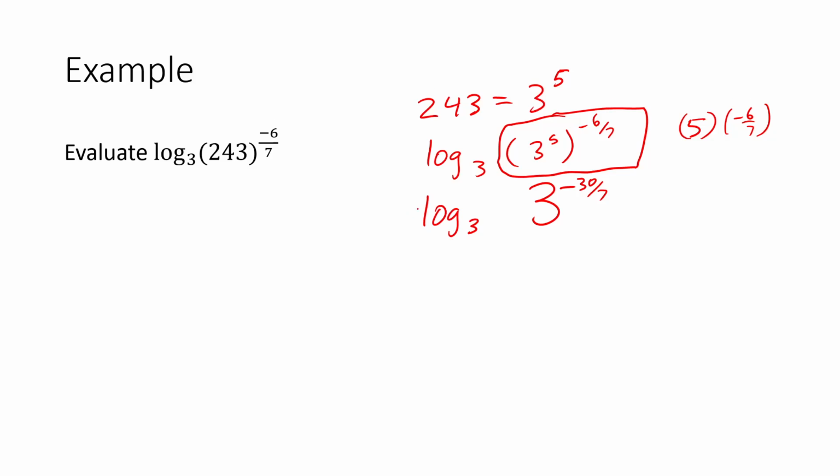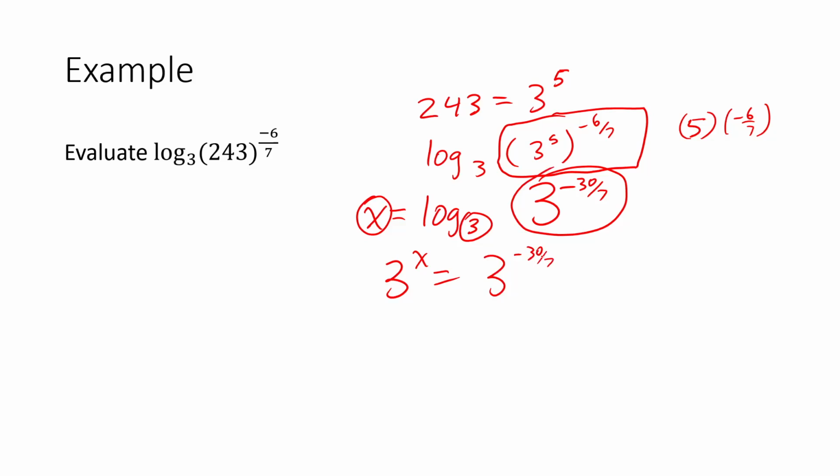So what we have is the log base 3 of 3 to the exponent negative 30 over 7. Now if we say that this is what x is equal to, then we're really saying that 3 to the exponent x is equal to 3 to the exponent negative 30 over 7. And just by observation, we can say that x must be negative 30 over 7. So the answer to this question is negative 30 over 7.